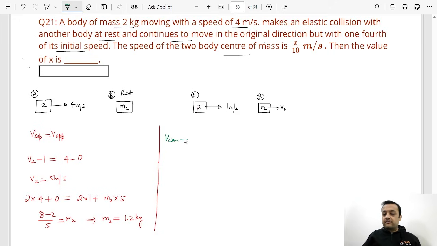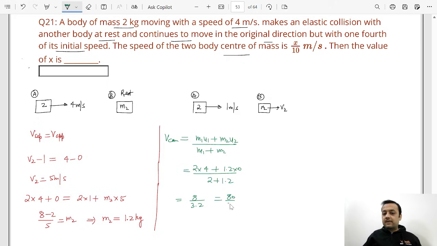So V_com, I will find from the initial situation, that will be (m1 u1 + m2 u2) divided by (m1 + m2). So m1 is 2 kg, u1 is 4, m2 is 1.2, u2 is 0. So this becomes 8 upon 3.2, yeah, 3.2 only.